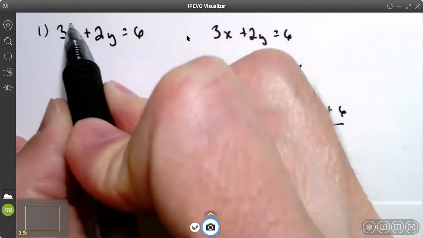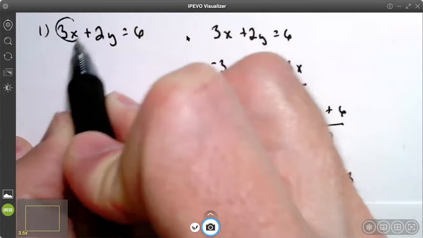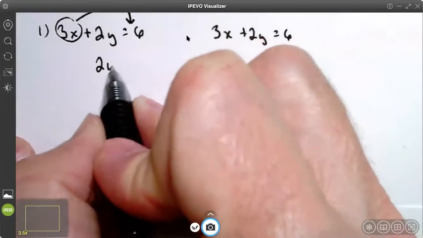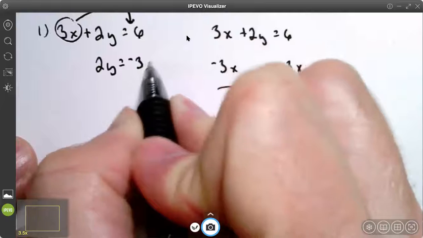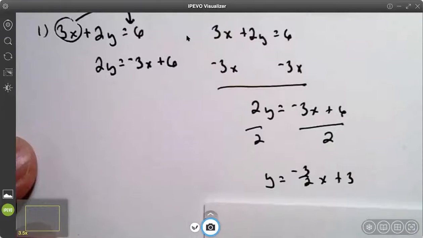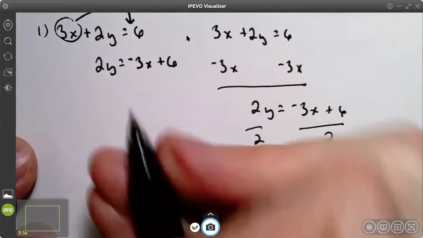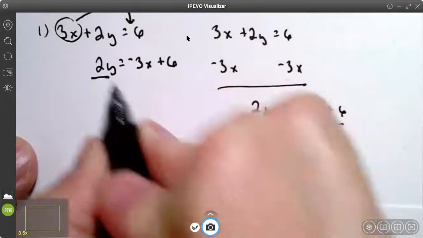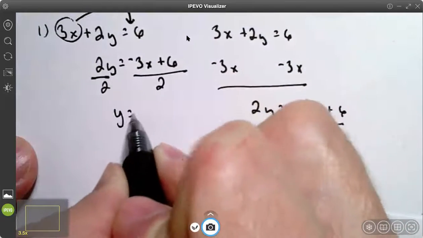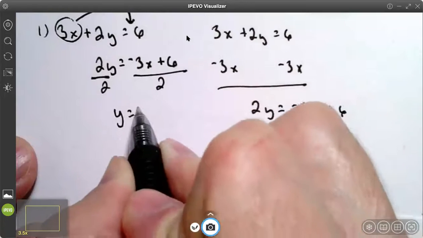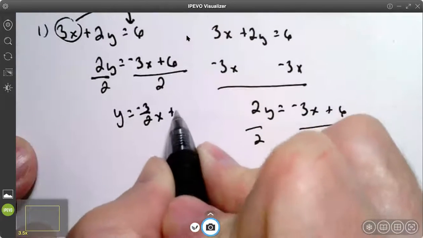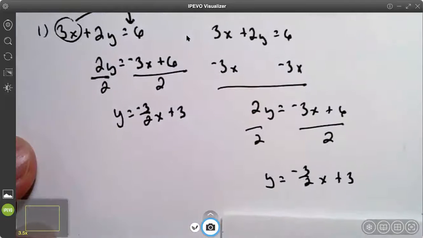I want this 3x to be moved right here on the other side of the equal sign. I can do that. All I have to do is change its sign. So positive 3x on the left becomes -3x on the right. I would rather do it that way. Then divide both sides by 2. And the rest of it's the same. -3 over 2 is your slope. 6 over 2, which simplifies to 3, is your y-intercept.